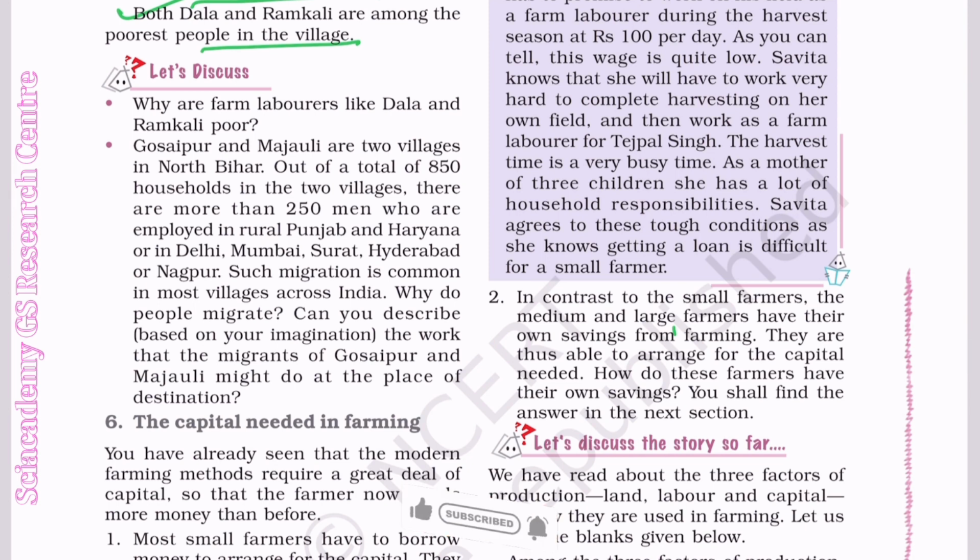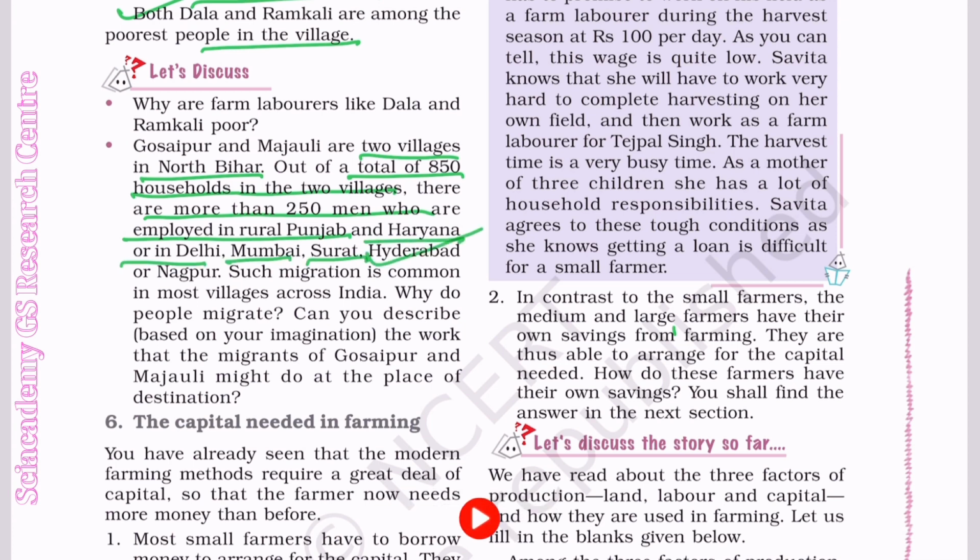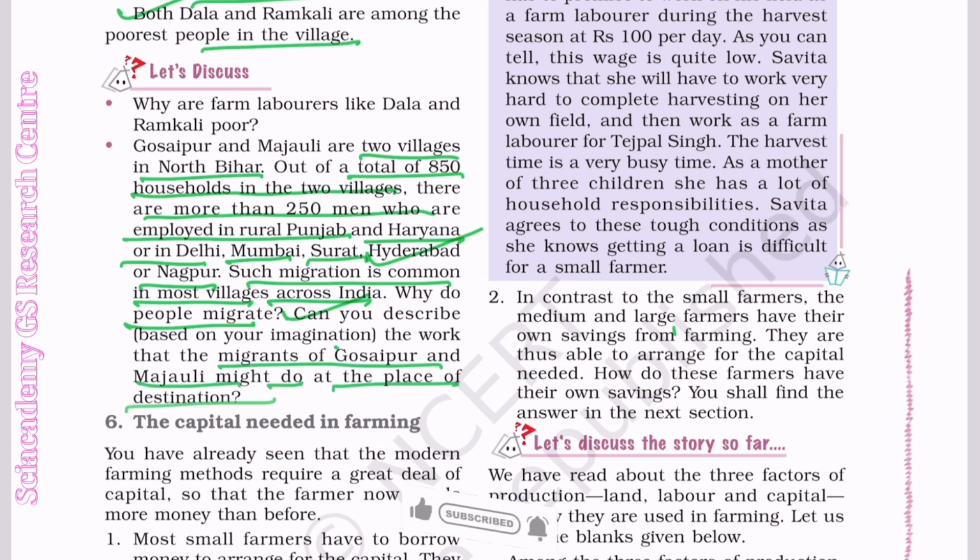Gosaipur and Majauli are two villages in North Bihar. Out of a total of 850 households in the two villages, there are more than 250 men who are employed in rural Punjab and Haryana, or in Delhi, Mumbai, Surat, Hyderabad, or Nagpur. Such migration is common in most villages across India. Why do people migrate? Can you describe, based on your imagination, the work that the migrants of Gosaipur and Majauli might do at the place of destination?